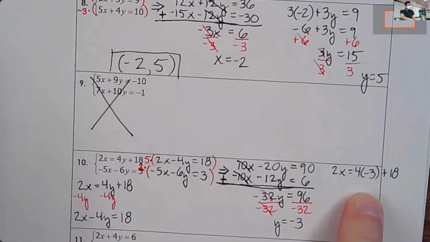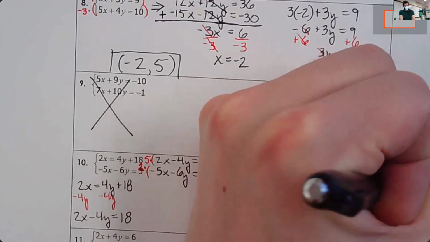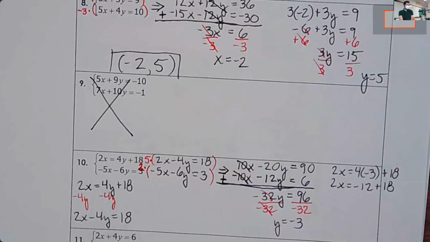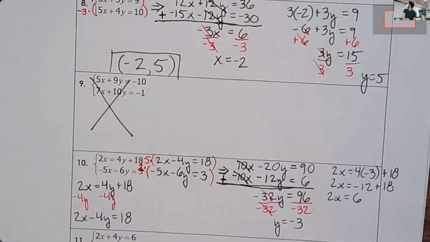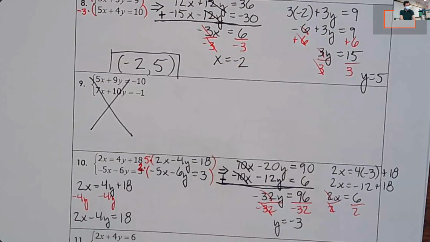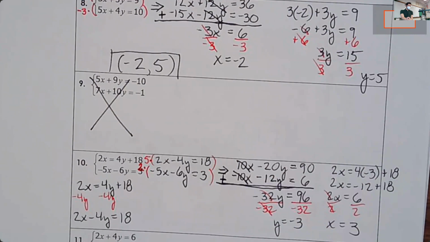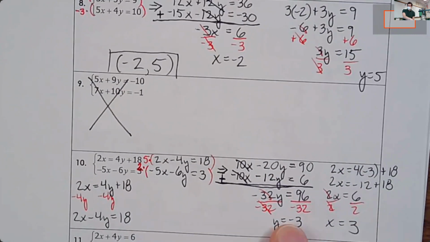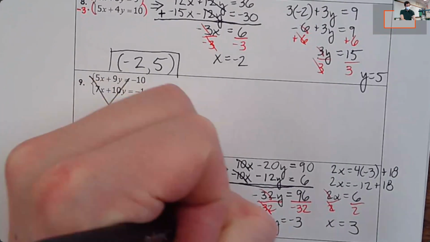We'll do our multiplication over here first. So 2x stays the same. 4 times negative 3 is negative 12, and then plus 18. Negative 12 plus 18 is 6. So 2x equals 6. And then we divide by 2 to get x by itself. And x is equal to 3. So x equals 3. Y equals negative 3. So our answer is 3, negative 3.